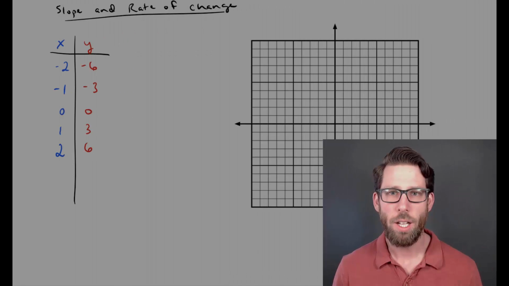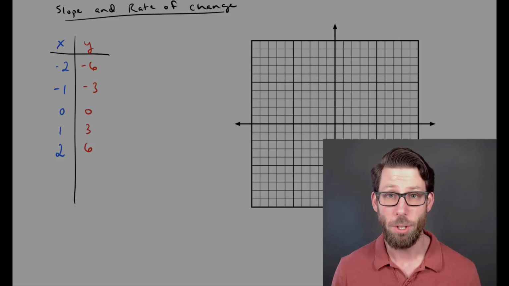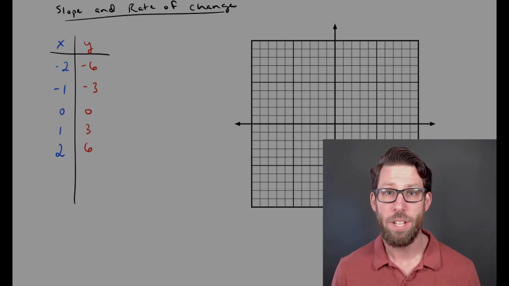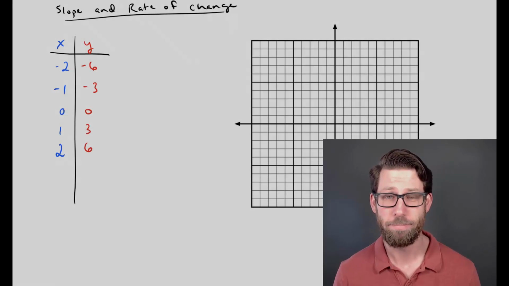Now that we started talking about functions, it's time to talk about probably what is the most common function, and that is a linear function. Now, a linear function has a slope or a constant rate of change, and that's what we're going to talk about in this video. So let's go ahead and dive in.